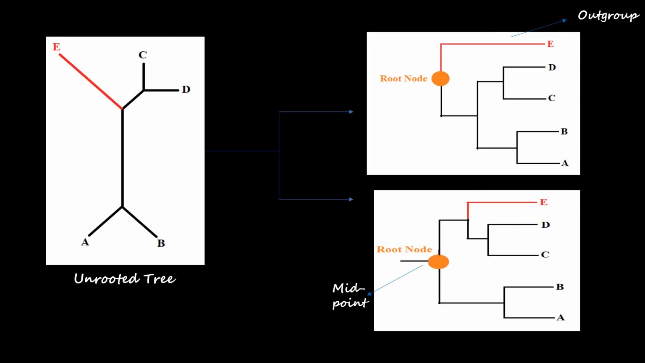So this is an unrooted tree. You can see E can be the outgroup amongst A, B, C and D. So when we use the outgroup method, what we do is we define a root node between the outgroup and the ingroup. So this is how we can convert it into a rooted tree. But when we do the midpoint rooting approach, we define the midpoints between the species bifurcating, and then we define a root node for all the species under study. So this is evident from this type of representation.